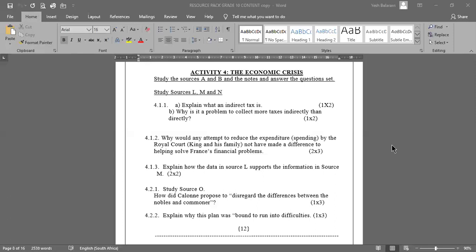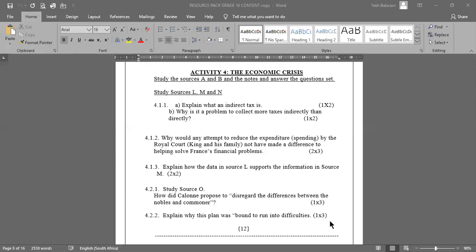And then the last one, explain why this plan was bound to run into difficulties. That's not difficult to answer because you are looking at the upper classes. They are going to be told to make a change in their lives. What is that change? And why would they not accept the change?